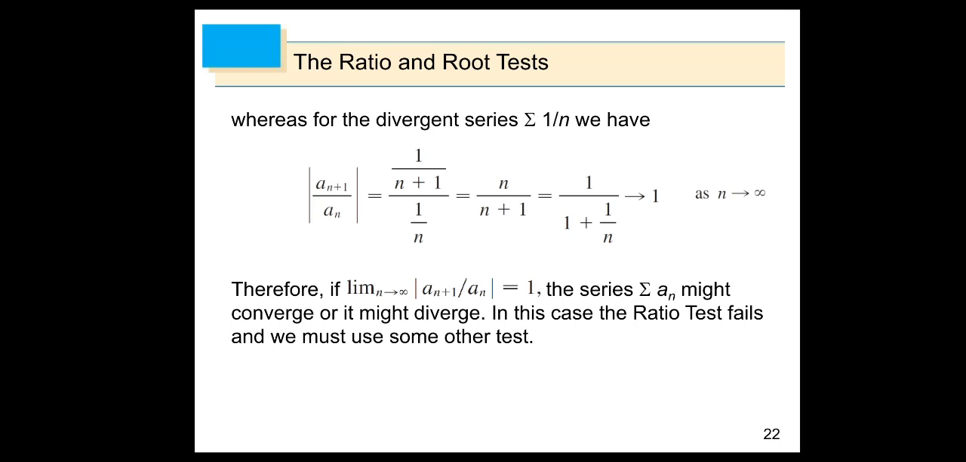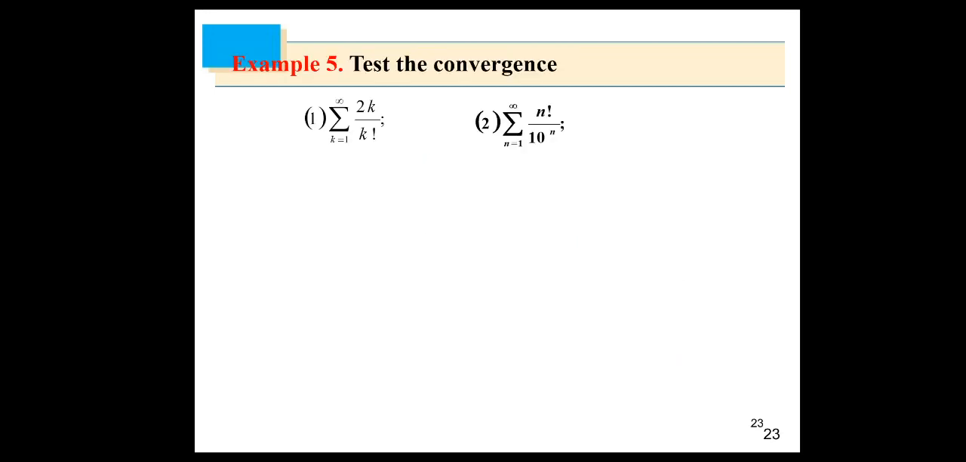So therefore, if this limit is equal to 1, the series might converge or it might diverge. In this case, the ratio test fails. We must use some other test, right? So the ratio test will not be applicable in this particular case, right? Okay, we have two examples over here and we'll be going through them one by one.